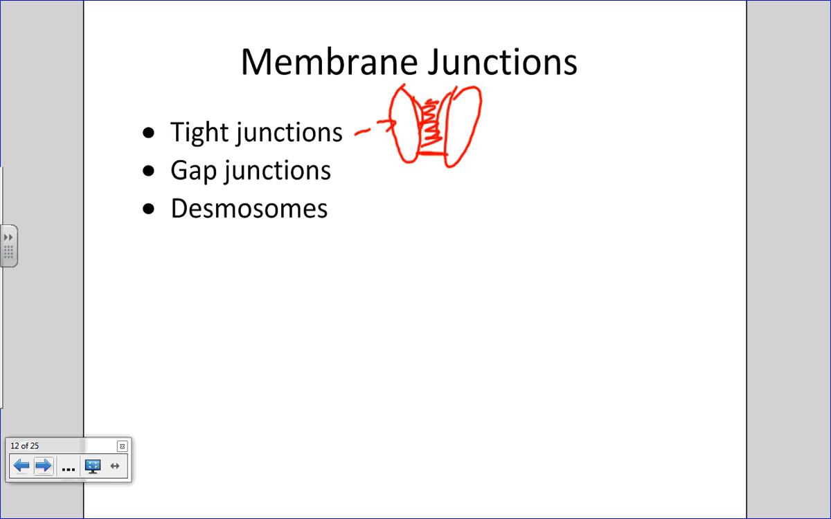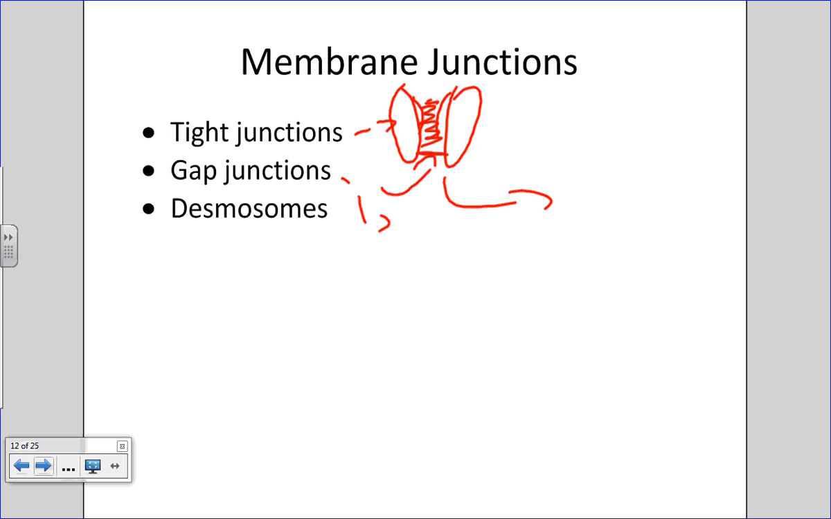I mean, these cells can be so tightly wound together that not even water can pass through them. Which is good in certain areas of the body, like skin and your urinary tract and other areas, because you don't want water and urine and other fluids leaking out of those areas. All right, so tight junctions just adhere cells together very tightly.